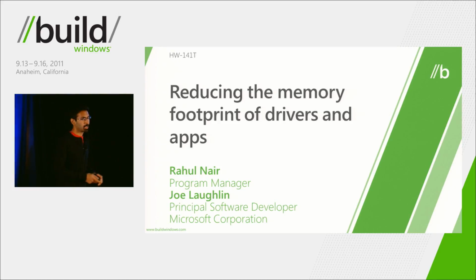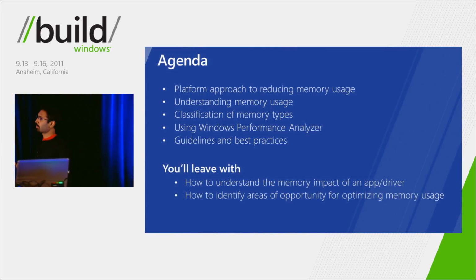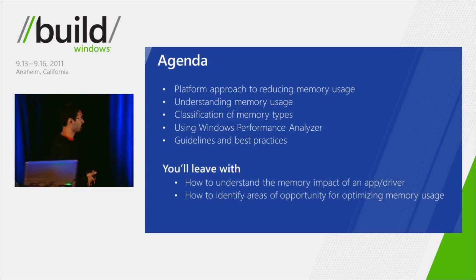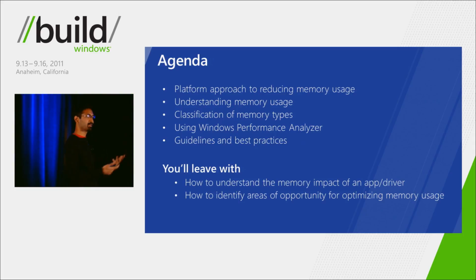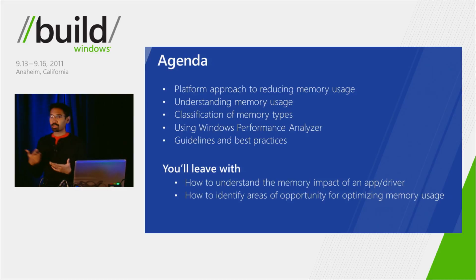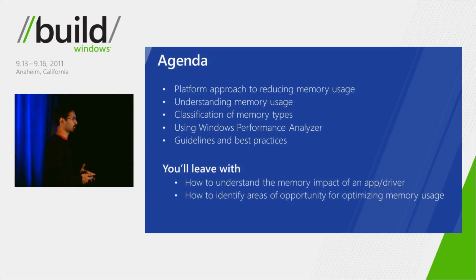The first part of this session is going to talk about some of the things that we've learned and how we approach this problem in Windows and for Windows 8. And also how you as developers can apply some of those concepts to understand your memory usage. Then we're going to talk about the different ways in which you can allocate memory on Windows. It's just a basic high-level classification. We're going to also talk about using the Windows Performance Analyzer to collect and analyze some memory data.